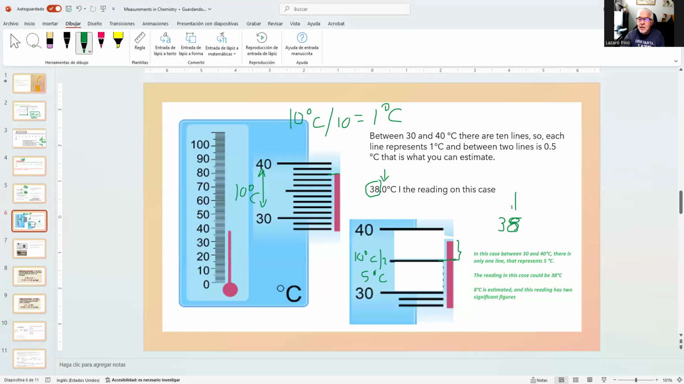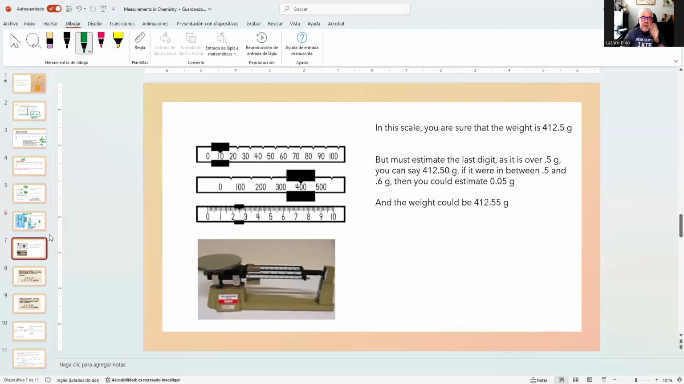The estimation is here in the unit, in this case. In this case, is in the decimal part. Then, even though it is the same temperature, the reading, the answer is different because of the scale that you are using.